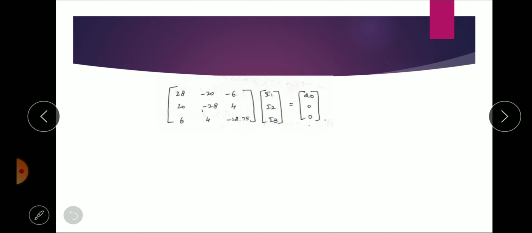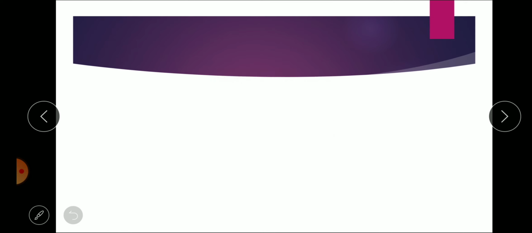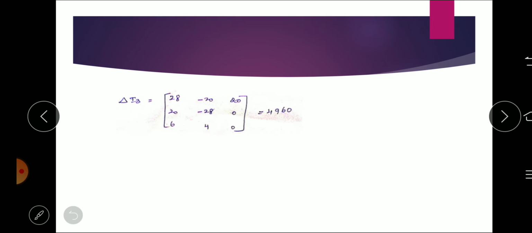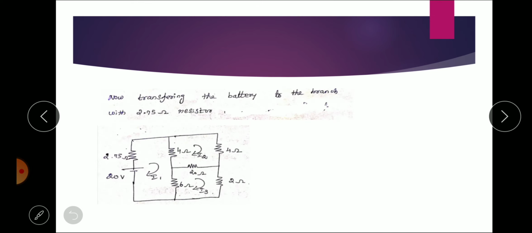We form the matrix. The del value is 2480 and we find del I3 is equal to 4960. We calculate the I3 value. We know the formula I3 is equal to del I3 divided by del. Substituting the values, we get I3 is equal to 2 amps. Now, transferring the battery to the branch with 12.75 ohms. So, the voltage source is replaced from here to here.